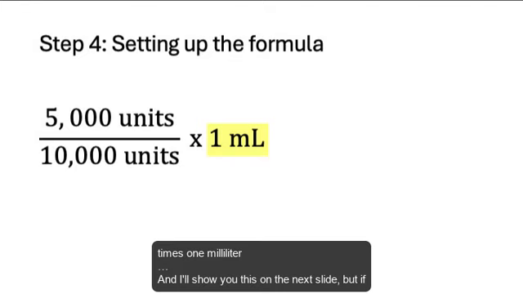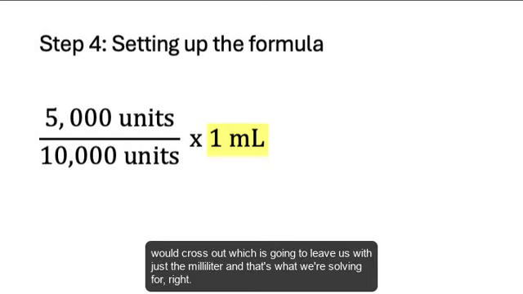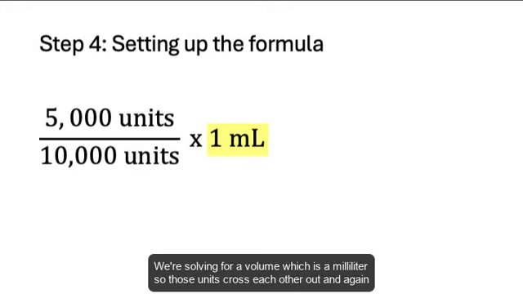I'll show you this on the next slide, but if you look at the 5,000 units over the 10,000 units, those units being above and below each other would cross out, which is going to leave us with just the milliliter. And that's what we're solving for, right? We're solving for a volume, which is a milliliter. So those units cross each other out.